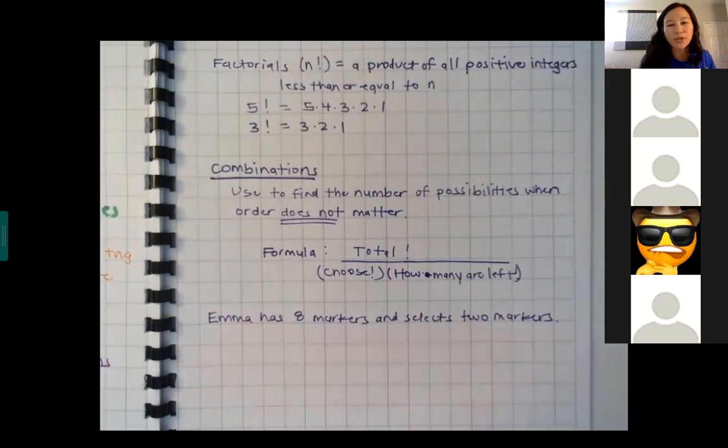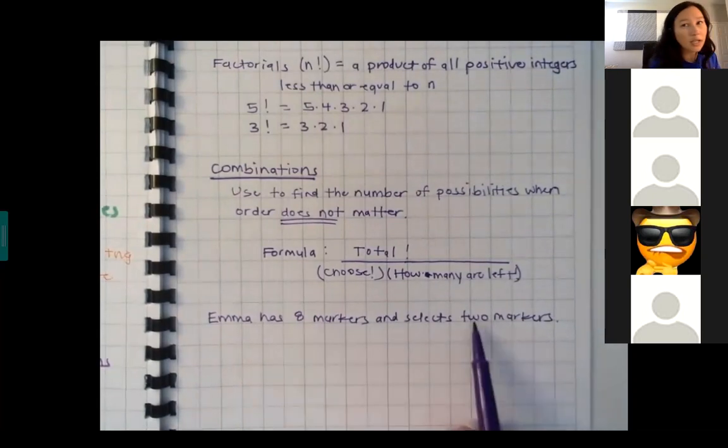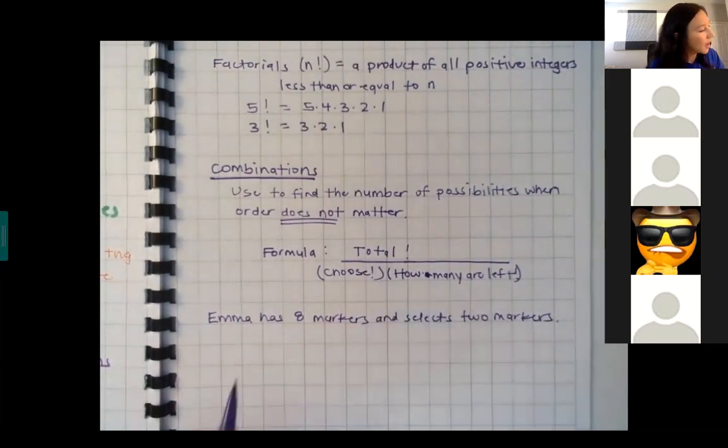And so here, picking 2 markers, you pick the green marker first and then you pick the purple marker. It doesn't make a difference if you swap that and you pick the purple marker and then you pick the green marker. So that's why this is a combination. So she has 8 markers and she's selecting 2 markers. So the total markers we have is 8.